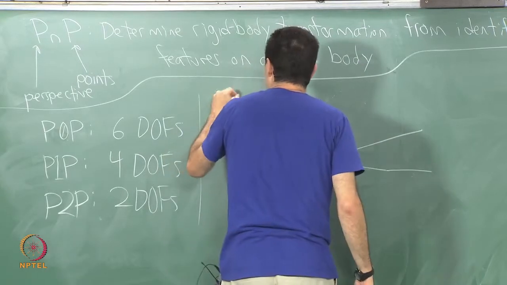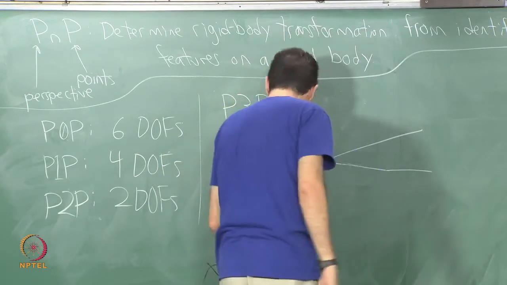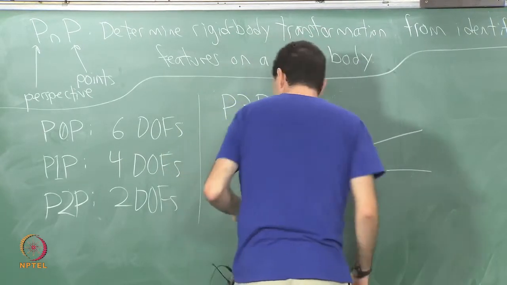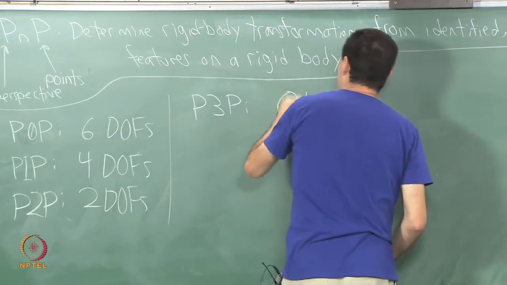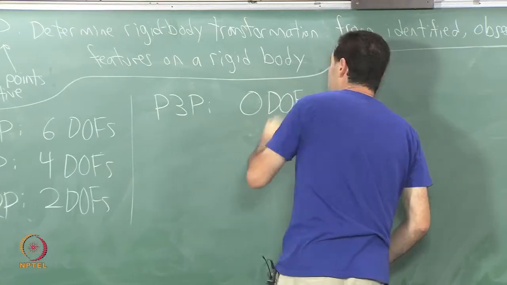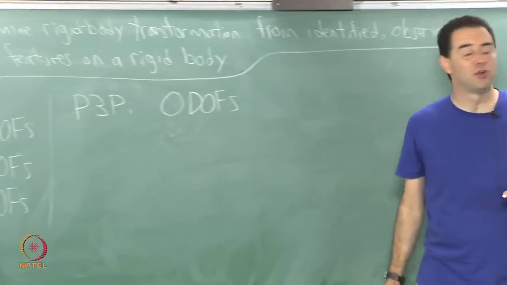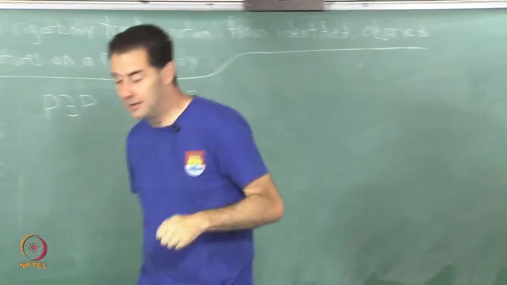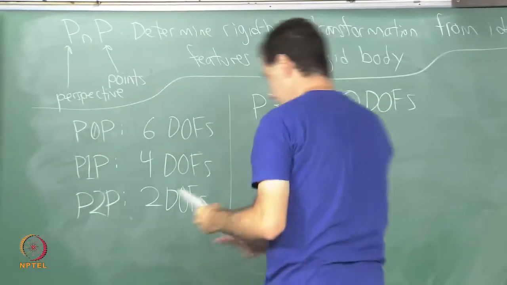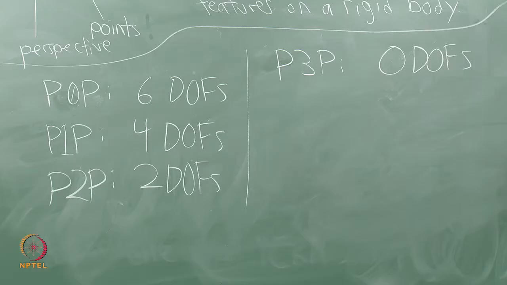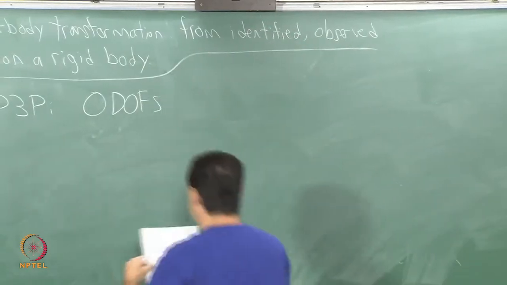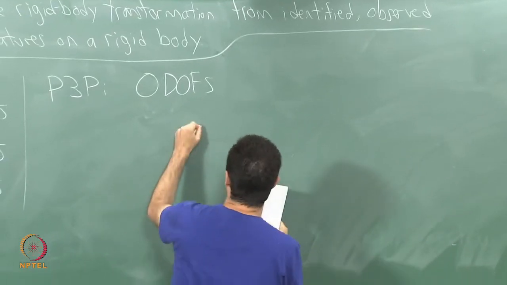So we go to P3P, and as you might imagine, we're down to 0 degrees of freedom remaining. So there are no more degrees of freedom remaining. And in that case, I have a picture that looks something like this.